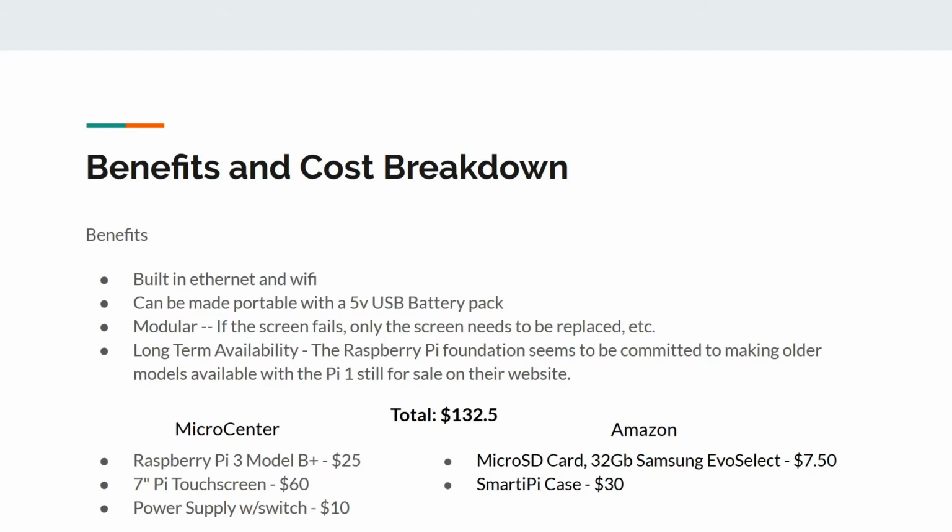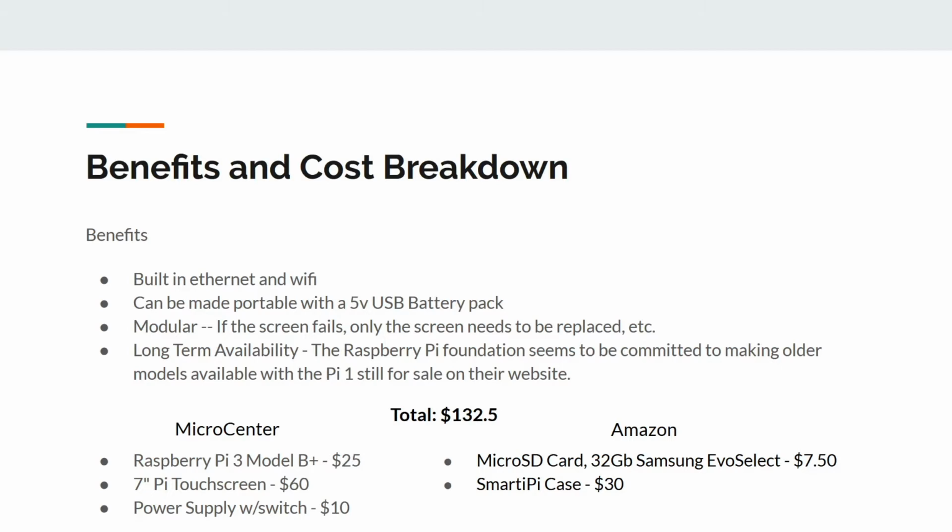Probably my favorite feature is that they're modular. So if the screen fails, if the Raspberry Pi itself fails, power supply fails, whatever, they're all separate, discrete components. So if the screen fails, you just replace the screen for $60 rather than having to replace the entire thing. And even if we did have to replace the entire thing, it's still like a third the cost of a Dell 2-in-1.